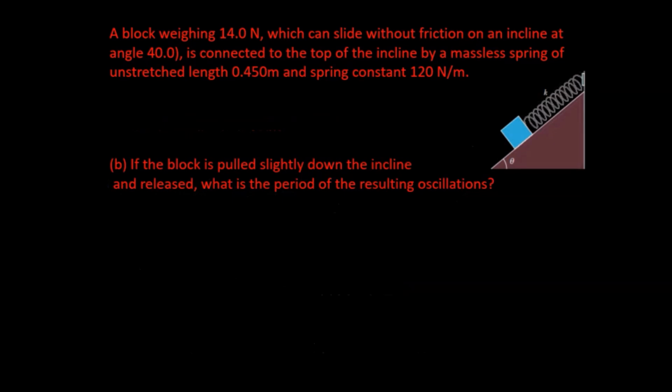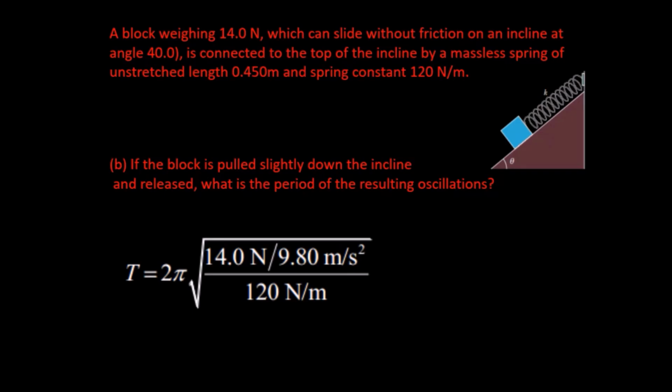Part B, remember, stated if the block is pulled slightly down the incline, so given a little bit of a displacement down the slope and released, what's the period of the resulting oscillation? Well, this essentially is 2 pi root m over k. So we'll have to find out what m is. So this is going to be 2 pi root of 14 newtons over 9.8, which essentially is going to return our m, over 120 newtons per meter.